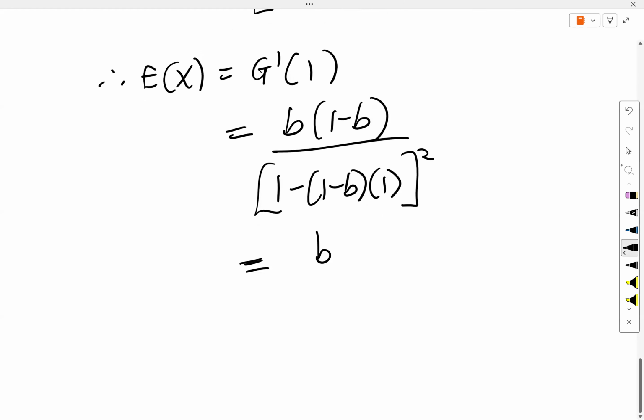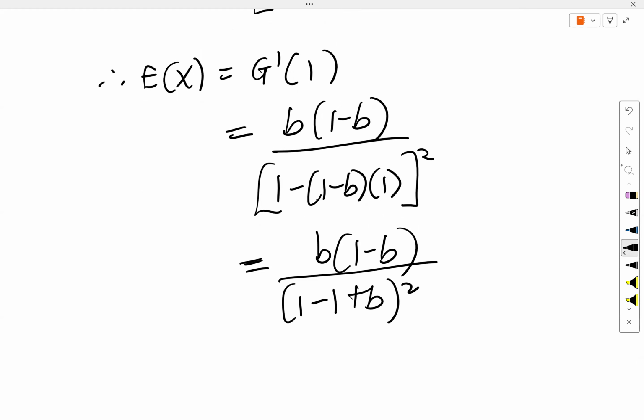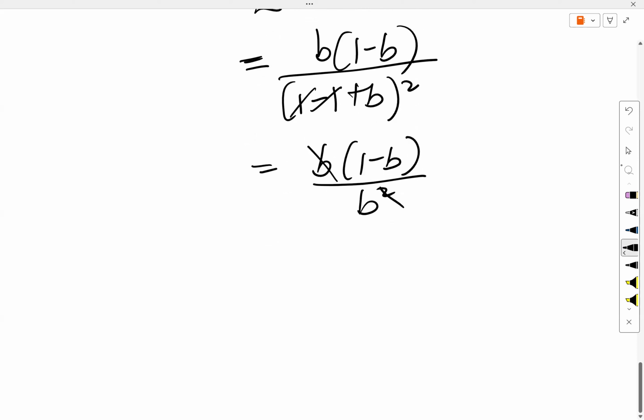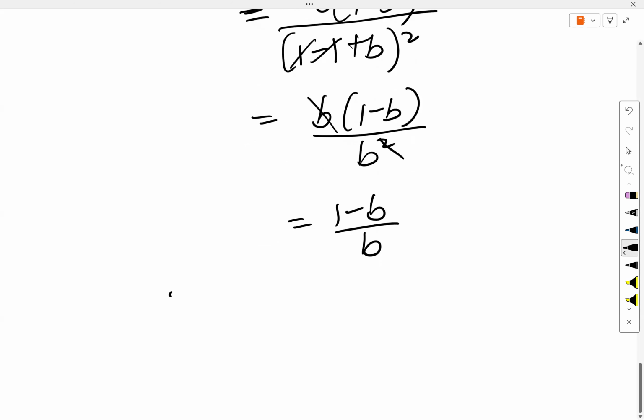So this is equal to b into (1 minus b) all over, expand all this. Now you have 1 minus, minus 1 times 1, that's minus 1. Minus times minus, that's plus b times 1, that's plus b, all raised to power 2. Then this is equal to b into (1 minus b), and 1 cancels 1, so you have b squared down here. Then b cancels b, so you have (1 minus b) over b, all right? Therefore, the expectation of x for that particular PDF is (1 minus b) over b.